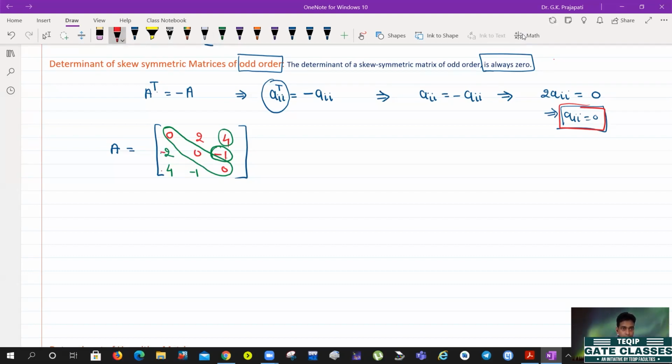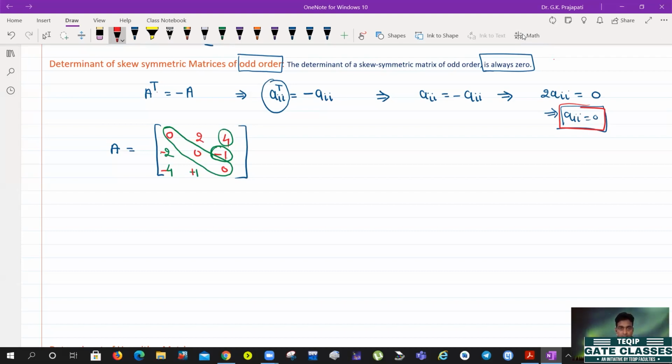-2, -4. Here minus is already there, so we make it plus. This is an example of skew symmetric matrices. We can construct any skew symmetric matrices like this. Now we want to find the determinant of this matrix.